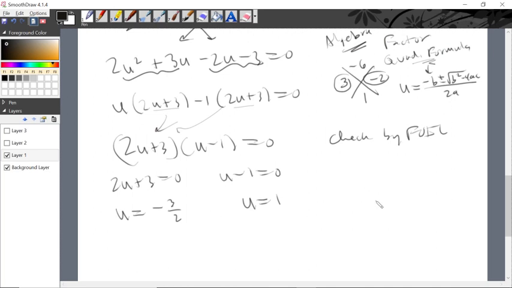That's nice. Now we know what u is equal to. Of course, what did we do? We set each factor equal to 0. That is an algebraic technique.